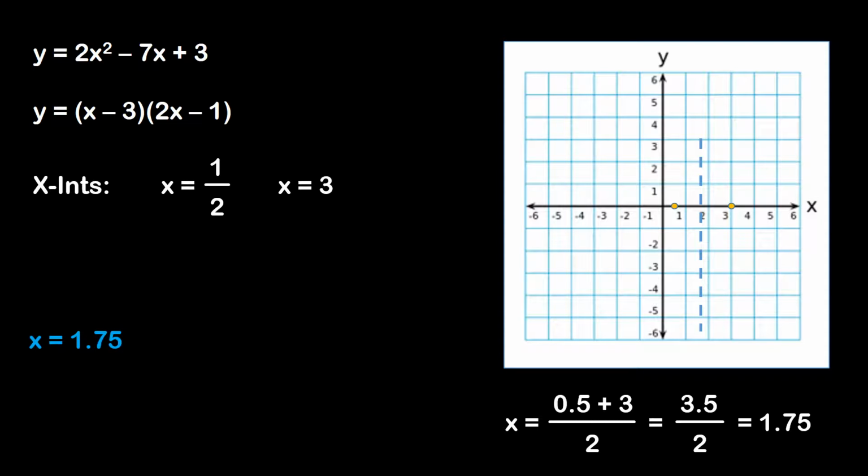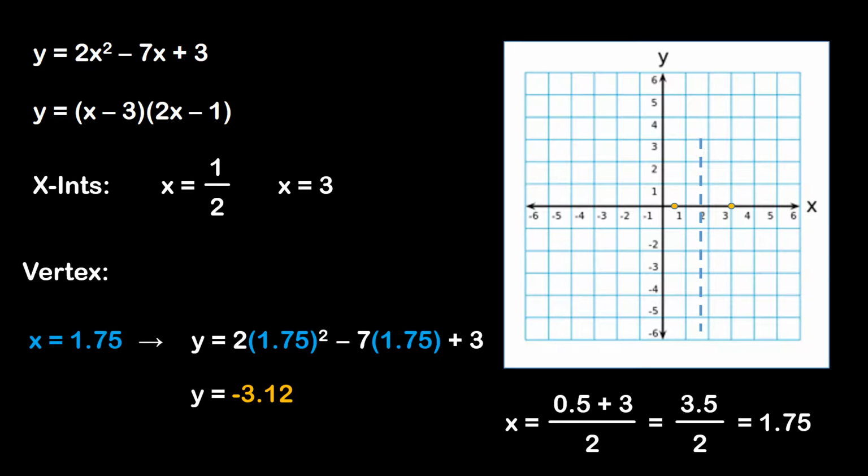So I can plug that into the quadratic equation. I will have y is equal to 2 times 1.75 squared minus 7 times 1.75 plus 3. And that will give me y is equal to negative 3.12. So the vertex is therefore located at 1.75, negative 3.12. I can plot that value on the graph and then connect the points to find our parabola. So there you have it. That is the graph of the parabola. Again, we were able to use the factored form to find the x-intercepts and then the vertex, and that gave us a really good idea of what the parabola looks like.